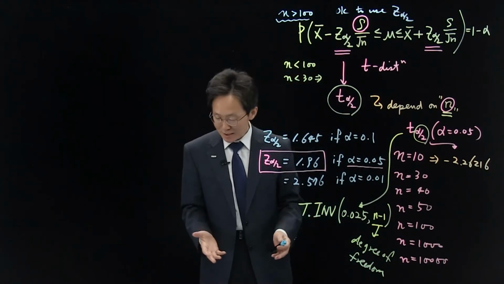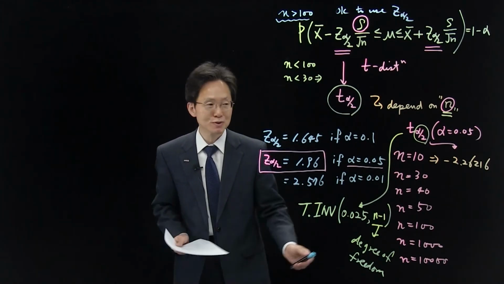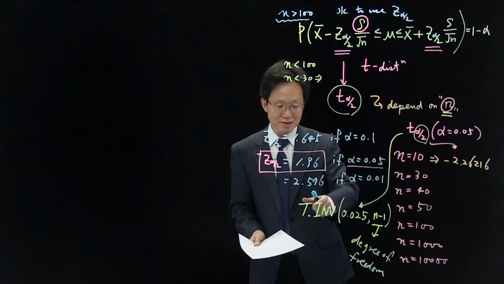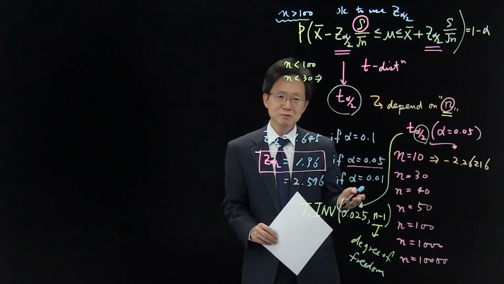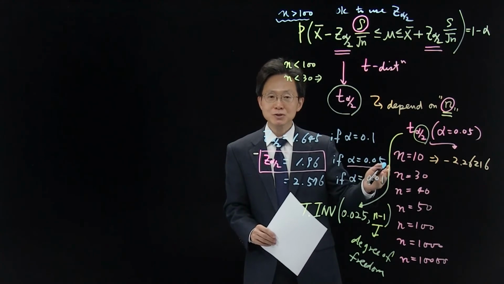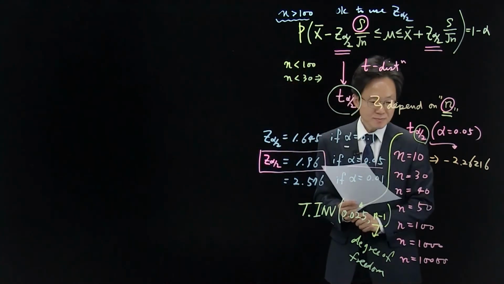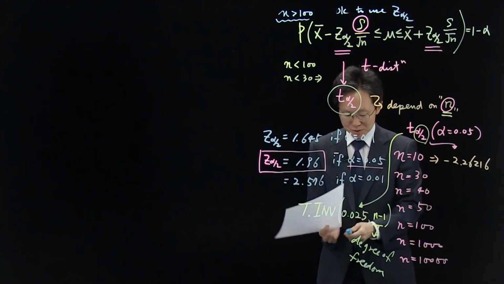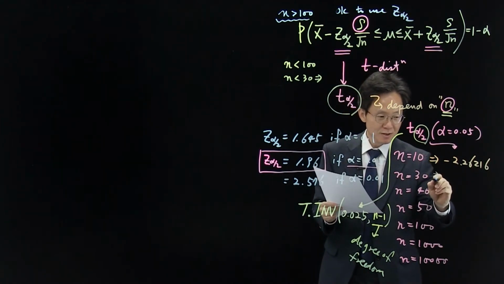Okay, I gave you 5 minutes, so I hope that everybody was able to get this t multiple using your Excel, especially t dot inverse. If you still have some problem, you are welcome to ask questions to your TA, probably after the class.